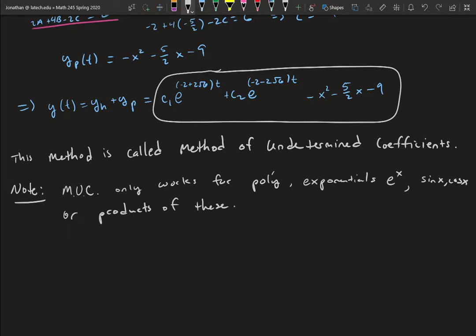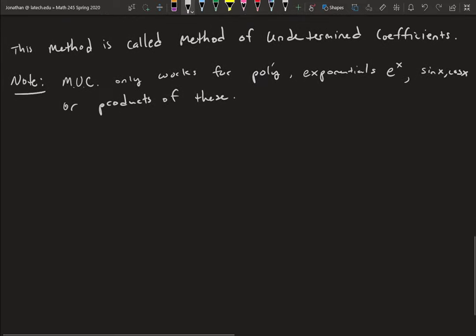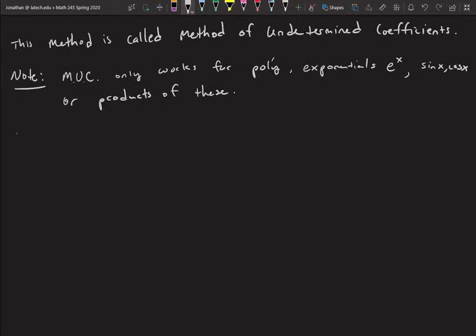We cannot use it for, let's say, secant or 1 over x or tangent or something more complicated. For that, we'll need variation of parameters. That's the next section. So a table for choosing yp based on the form of g of x, or g of t.